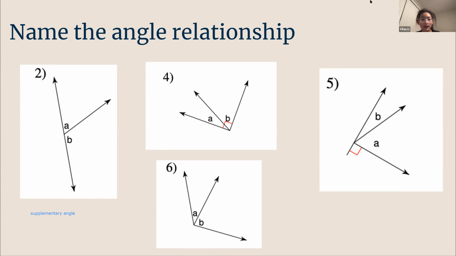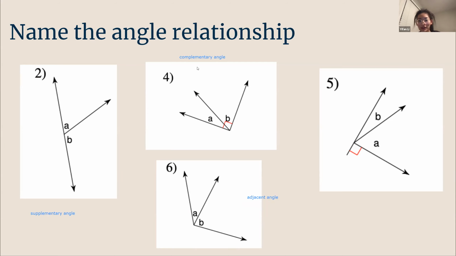For number 4, complementary angles. And for number 6, it's adjacent angles, because this one they're not forming 90 degrees. You can tell it doesn't have the red thing over there, so it's not a right angle, so you can't say that they're complementary angles, so they're only adjacent angles.